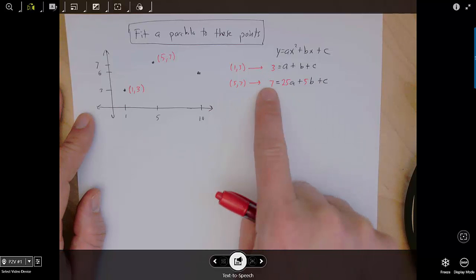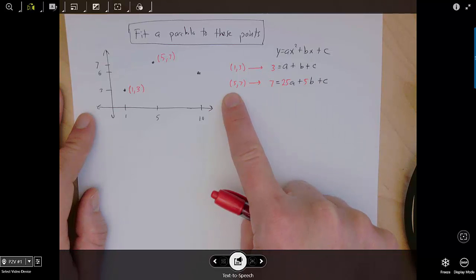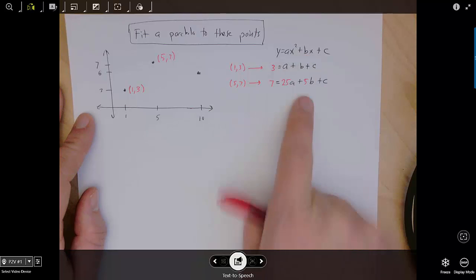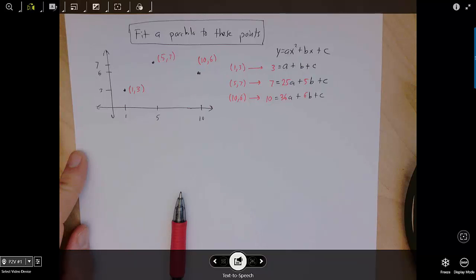Here I plugged in 7 as my y value and 5 as my x value. So 5 squared became 25 as the coefficient on a. 5 is my x value, so 5 became the coefficient on b, and c is just itself.